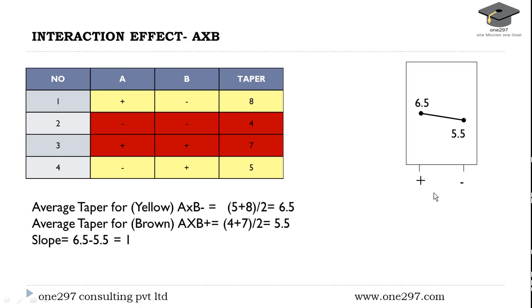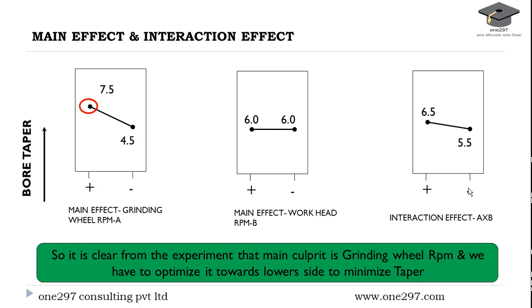As you can see from the graph, when we move from positive to negative, there is a difference of 1. So what we can conclude from the main effect and interaction effect is that the main culprit is grinding wheel RPM and we have to optimize it toward the lower side to minimize the taper. So with the help of the DOE experiment, we concluded that grinding wheel RPM is to be optimized toward the lower side.